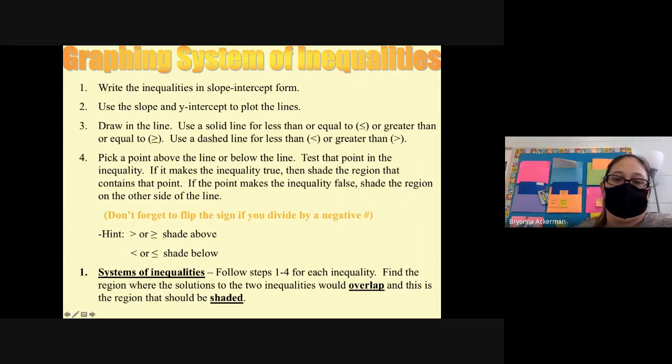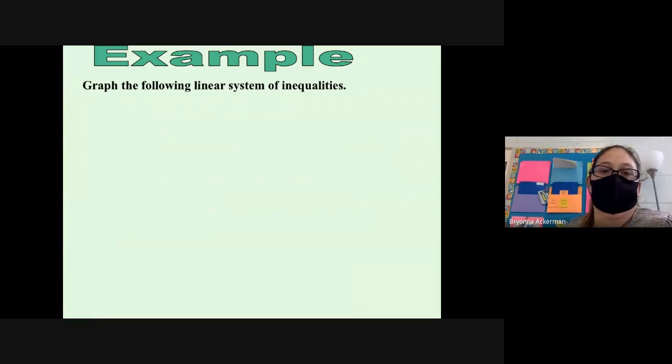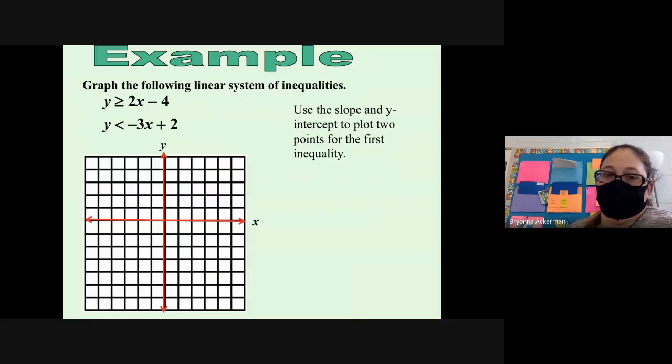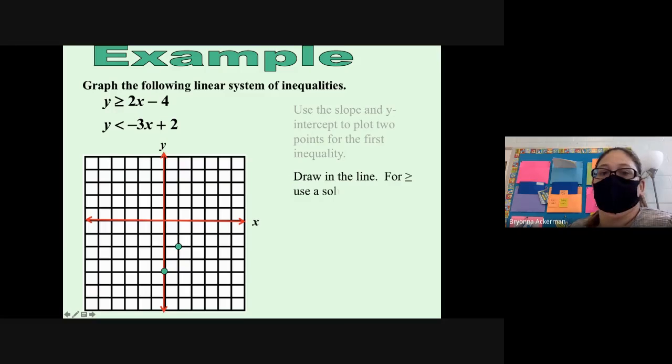All right, so let's try another example. So we're going to graph the linear system of inequalities. So we have y is greater than or equal to 2x minus 4, and y is less than -3x plus 2. They're already in slope-intercept, so we can just grab the y-intercept, which here is -4, and then we can go up 2 over 1. That's the slope. I can draw a solid line for this because it's equal to.